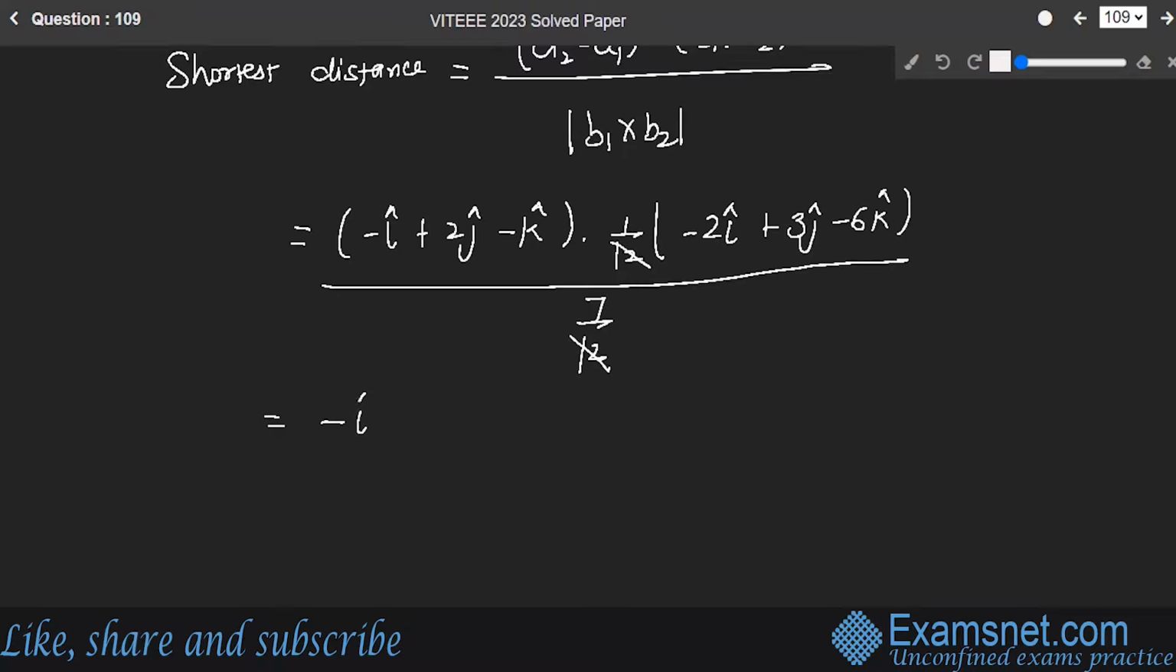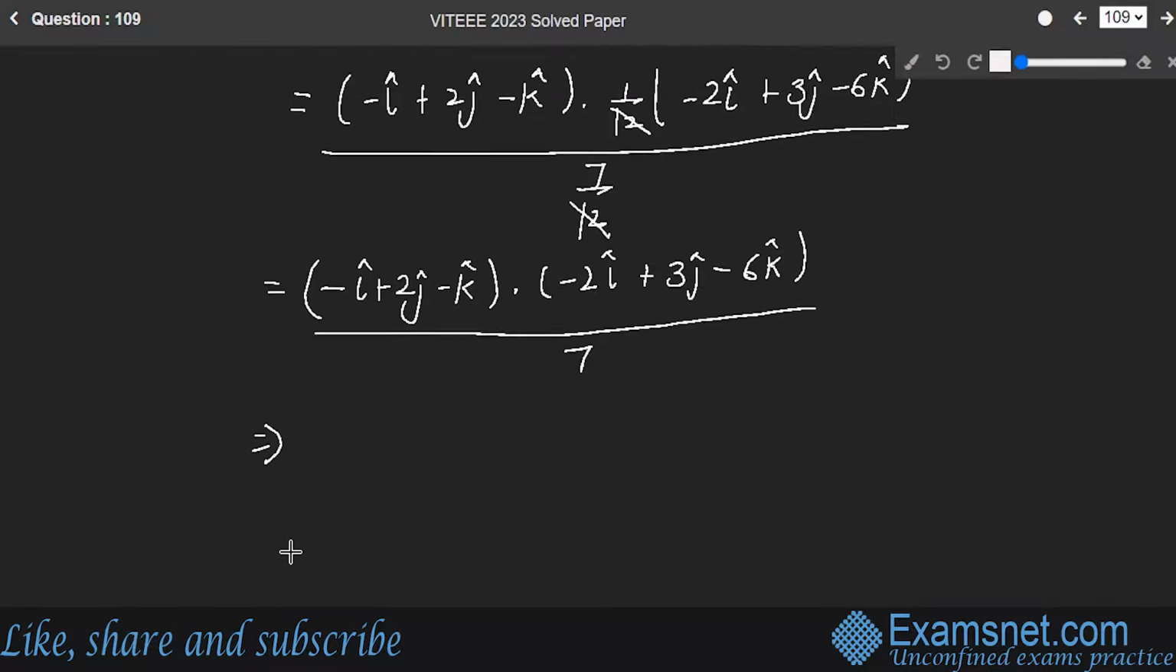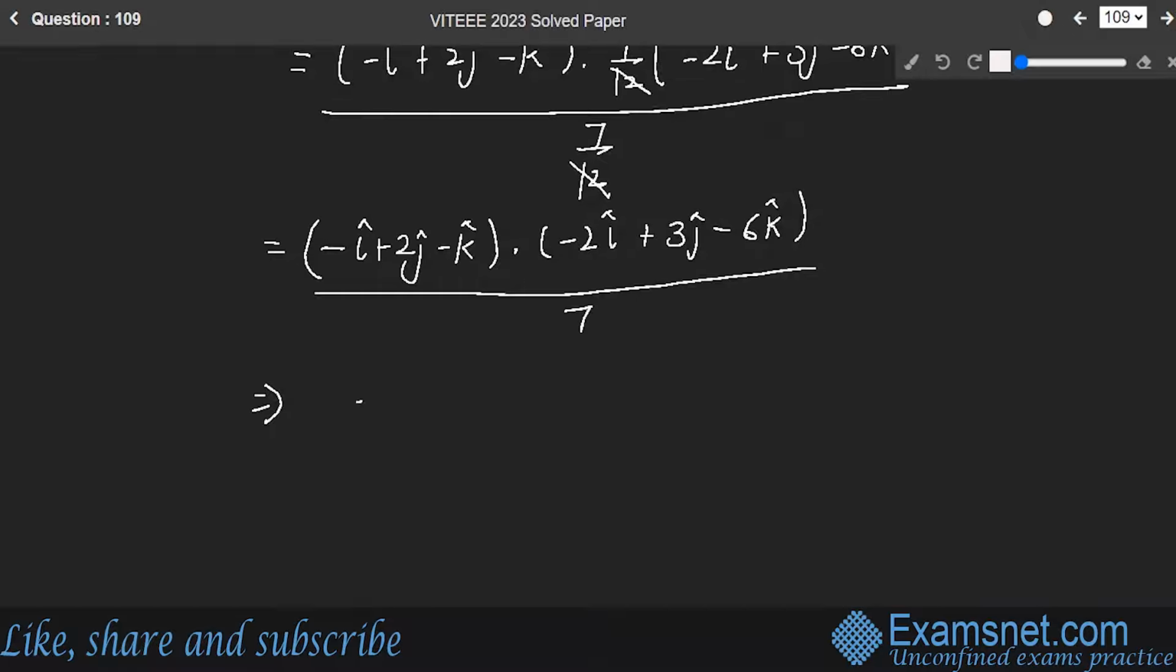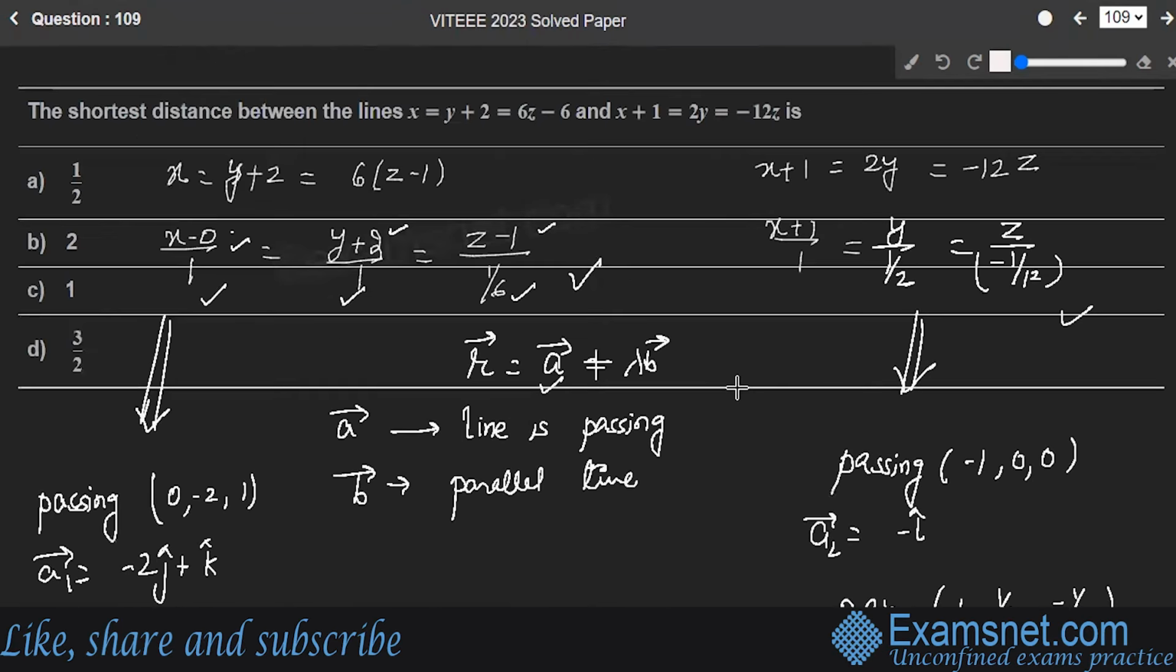So you will be left with minus I plus 2J minus K dot minus 2I plus 3J minus 6K, whole divided by 7. So let's find out the dot product. That's going to be minus 1 into minus 2, that is equal to 2. 2 into 3, 6. Minus 1 into minus 6, plus 6, upon 7. That is 14 by 7, or 2, is the answer. So we have option B as the correct answer.